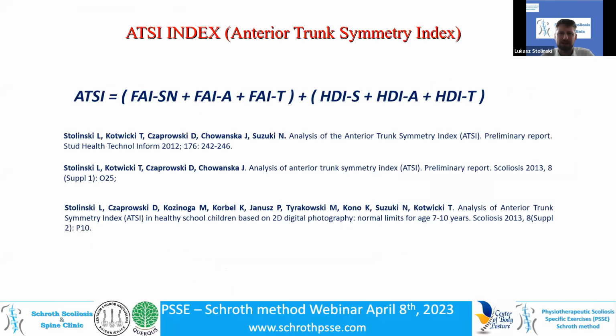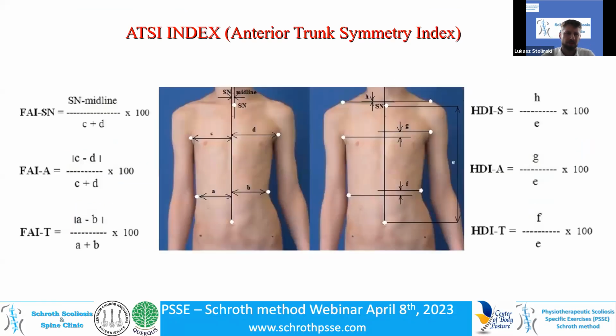ATSI, the anterior trunk symmetry index, assesses the front profile of the patient's trunk. The parameter is defined as the sum of 6 indices: 3 frontal plane asymmetry indices, which are the sternal notch, axilla folds, and waistlines, and 3 frontal plane height difference indices, which are the acromions, axilla folds, and waistlines.